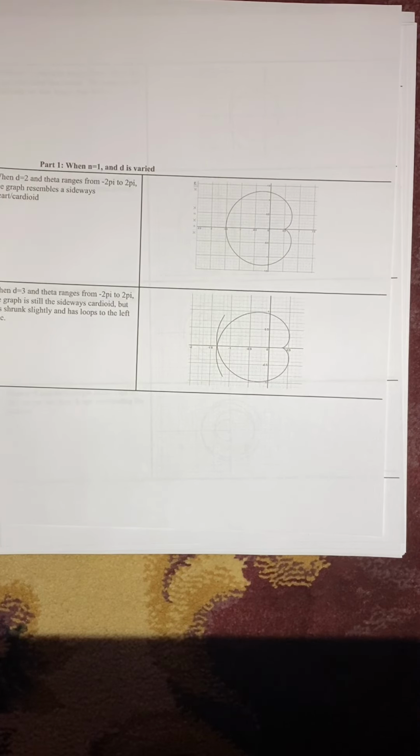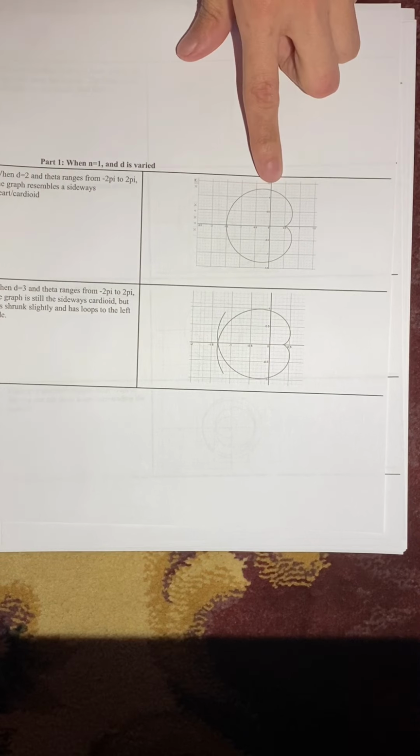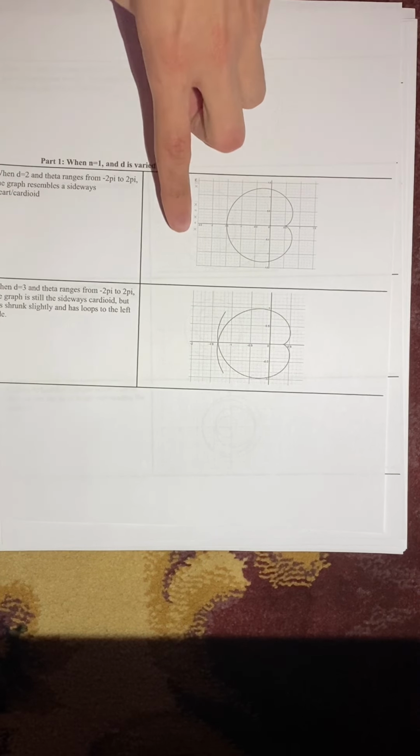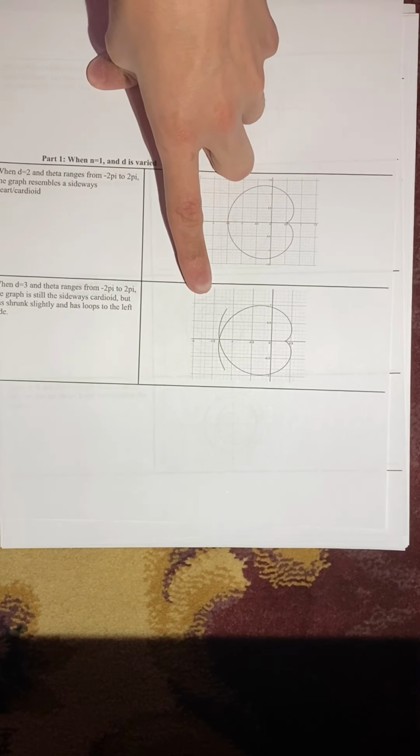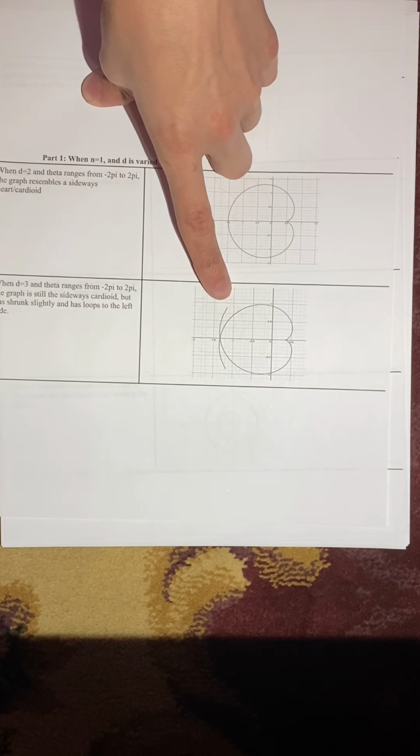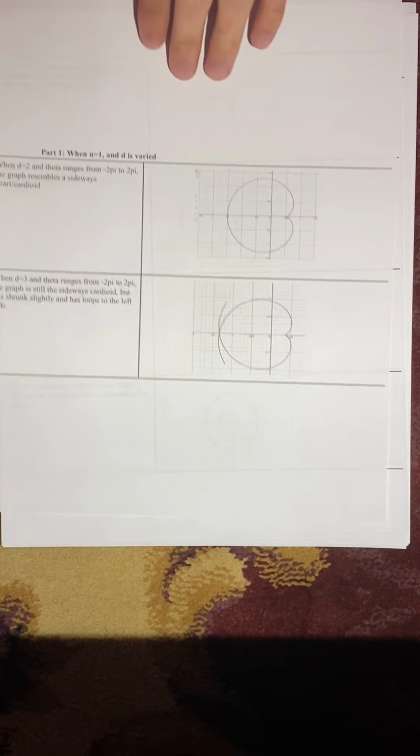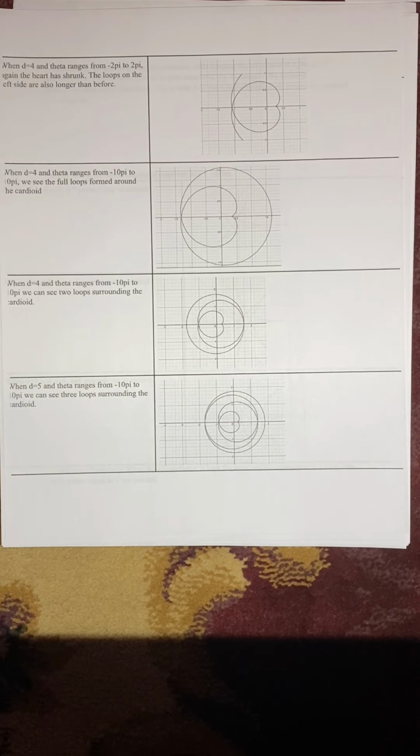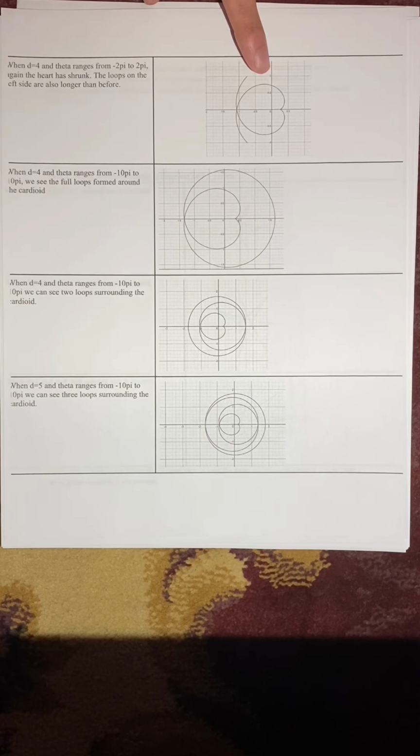First, we found when d equals 2 and theta ranges from negative 2 pi to 2 pi, the graph resembled a sideways heart, or cardioid. Likewise, when d equals 3 and theta ranges from negative 2 pi to 2 pi, the graph is still the same cardioid. However, extra loops have formed on the left. This stayed the same for when d equals 4 and theta ranged from negative 2 pi to 2 pi. Notice how the cardioid shrinks every time and the loops start growing.